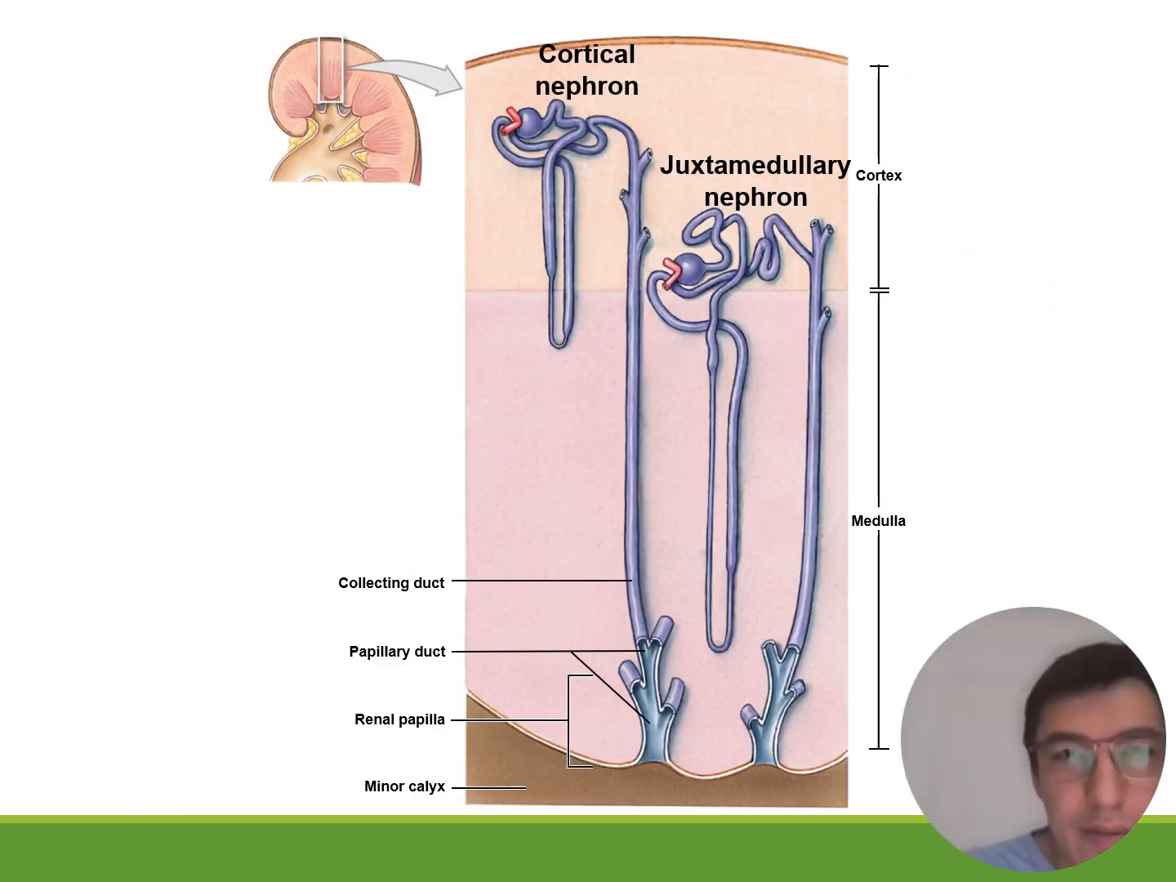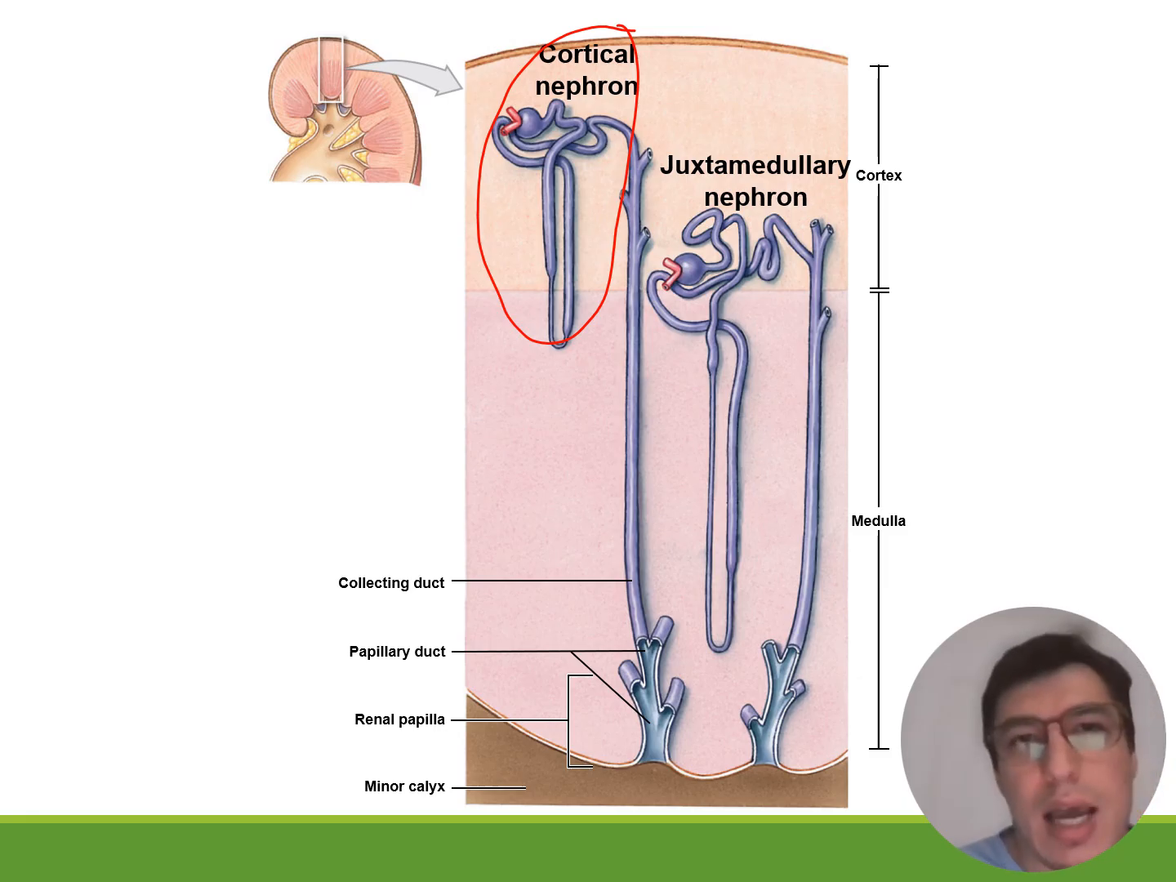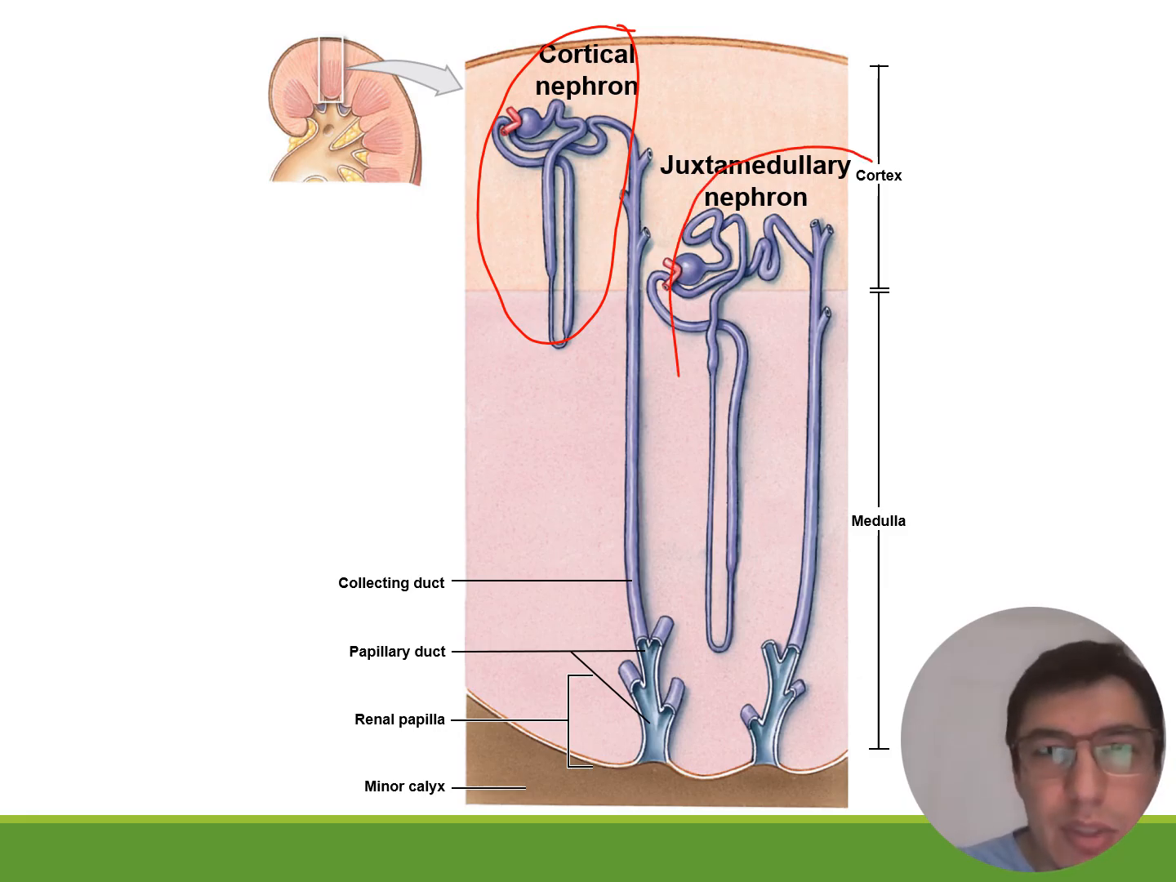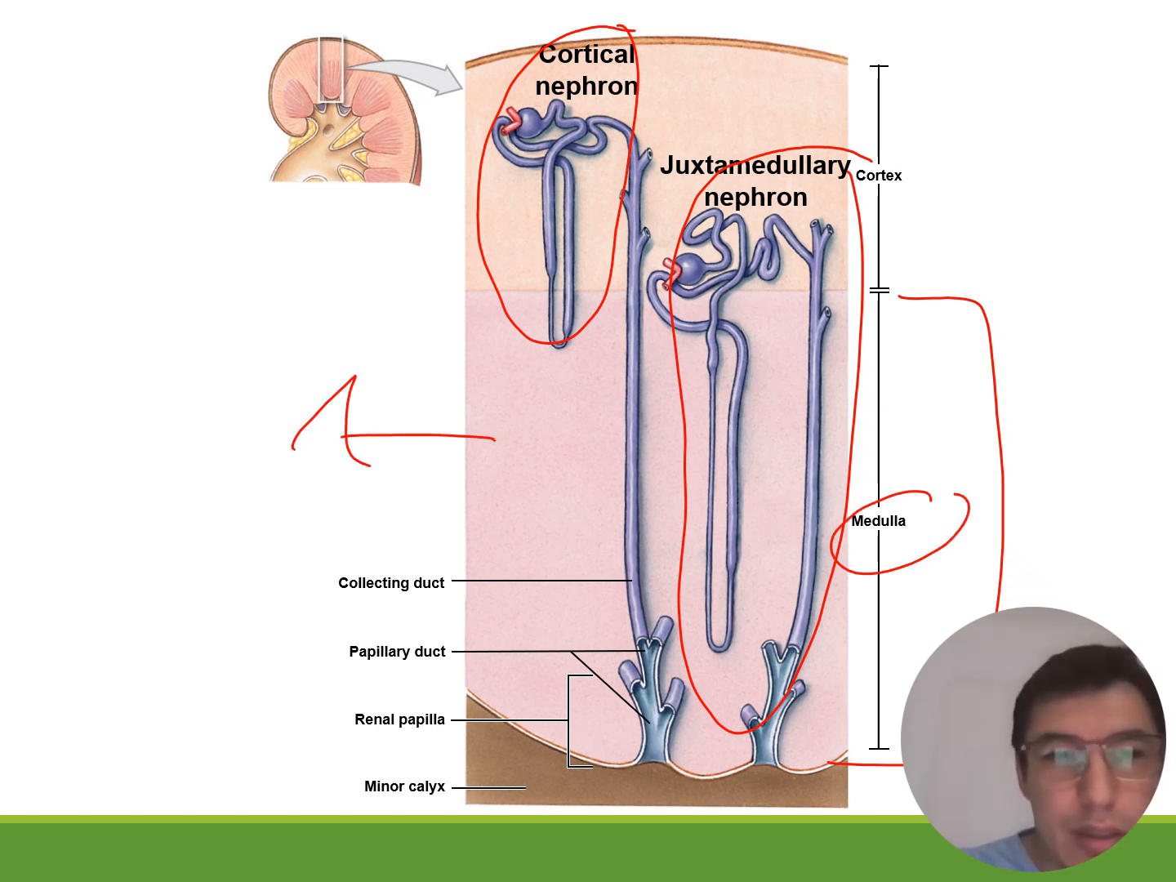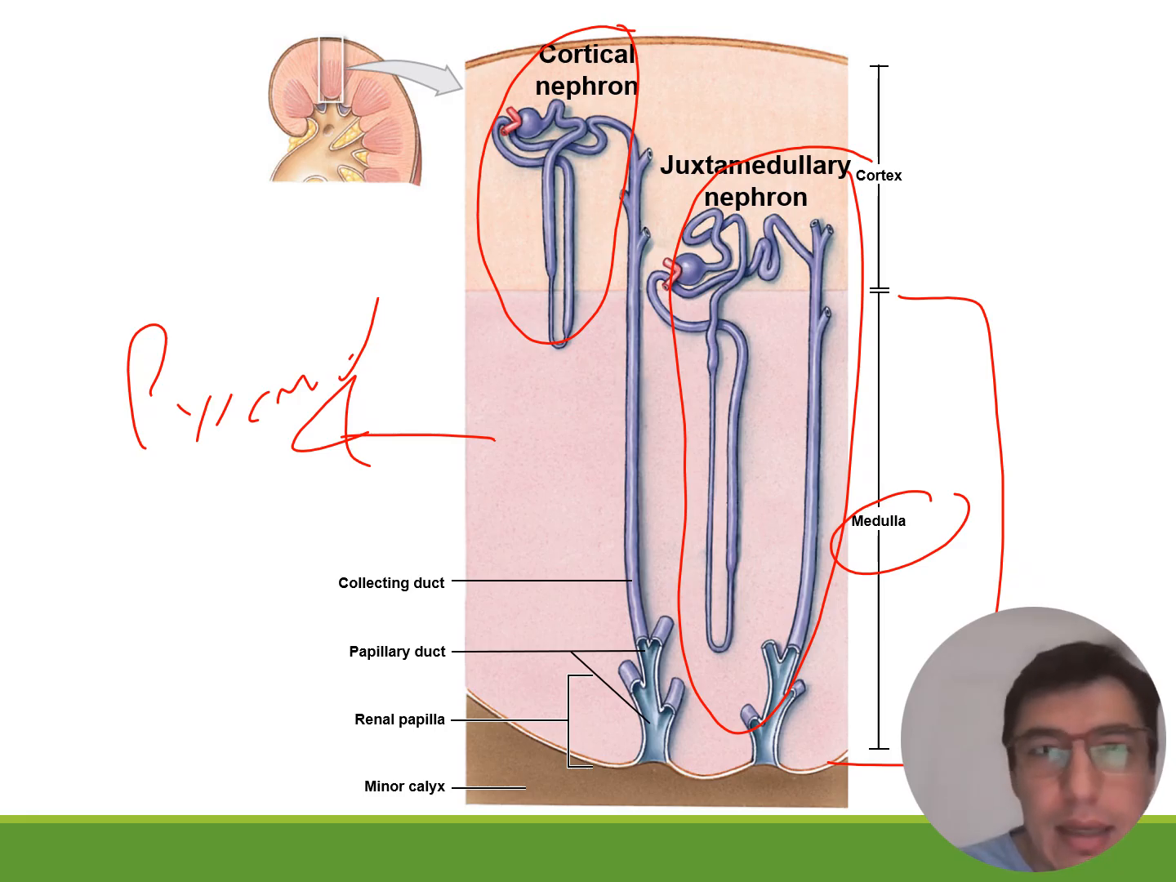All right, so we have our cortical nephron and the juxtamedullary nephron. Here you can see that this one is mostly located within that cortex. And the juxtamedullary nephron is now dipping into the medulla. This is a pyramid. Remember, this is a pyramid. And there are different parts to that nephron. We have the filtration unit, proximal convoluted tubule, loop of Henle, and distal convoluted tubule.